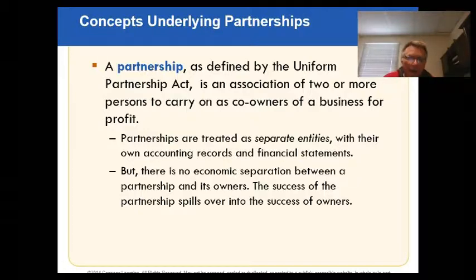Now, there is no economic separation between a partnership and its owners. So if the partnership as a company does well, then the owners do well. So the success or failure of a partnership spills over into the success or failure of the owners' finances, too.